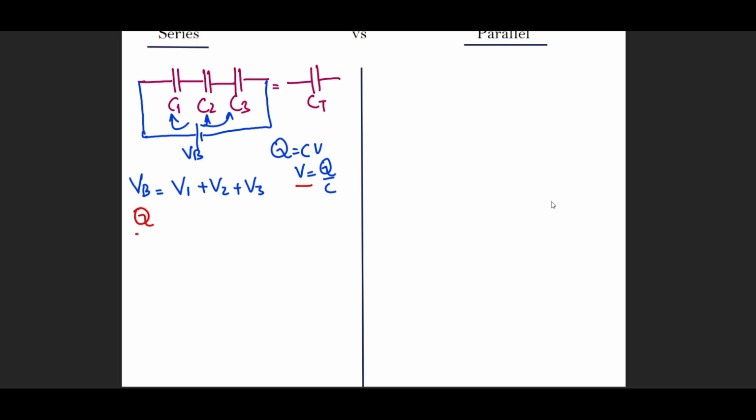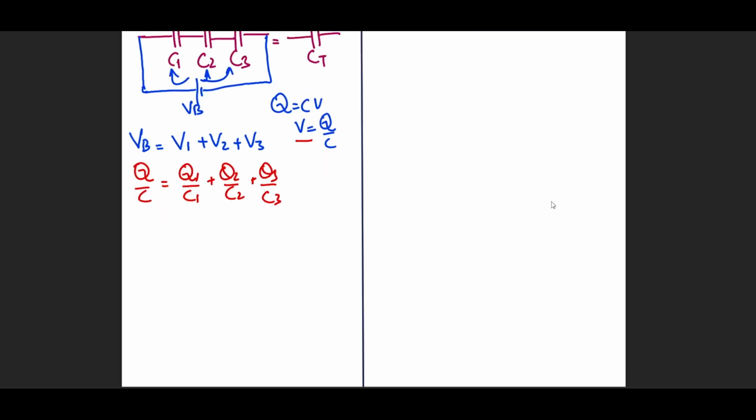So the next step will be to replace all of these with this equation. So we are left with Q divided by C is equal to Q1 divided by C1 plus Q2 divided by C2 plus Q3 divided by C3. Now notice that in a series combination, the charges, or the value of Q, are the same.